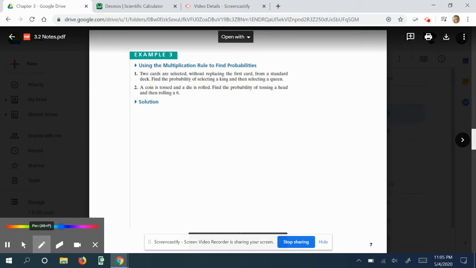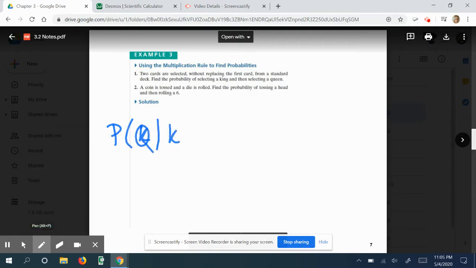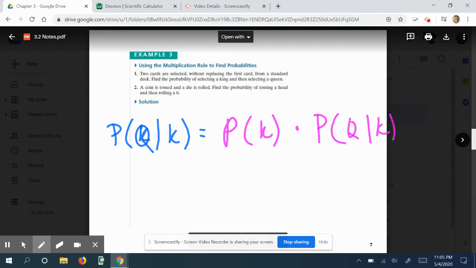It says, 2 cards are selected without replacing the first card from a standard deck. Find the probability of selecting a king and then selecting a queen. Okay, so this is like the first one we did. Probability of a king and then a queen, given that we get a king, right? So first is the probability of a king, and then it's going to be times the probability of a queen, given that you've gotten a king.